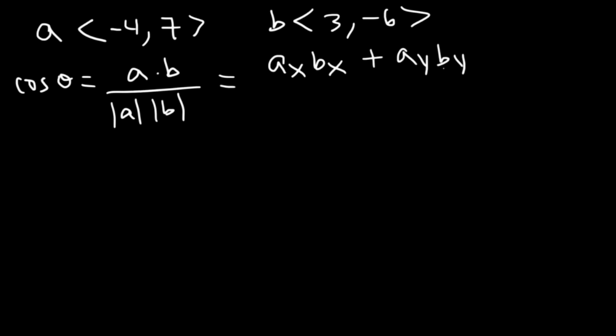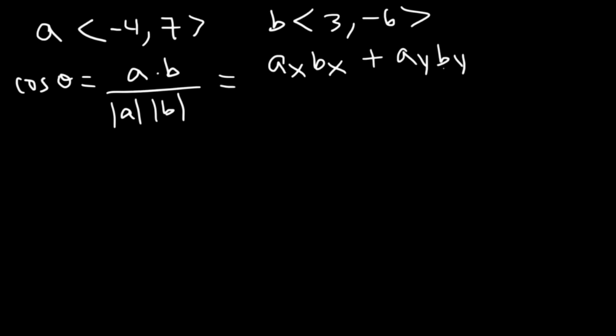So let's graph each one separately. The first one, vector A, we can see that AX is negative, AY is positive. So therefore, it's in quadrant 2. This is negative 4, and this is 7. So let's find the angle theta.